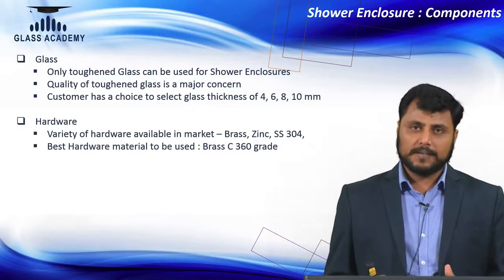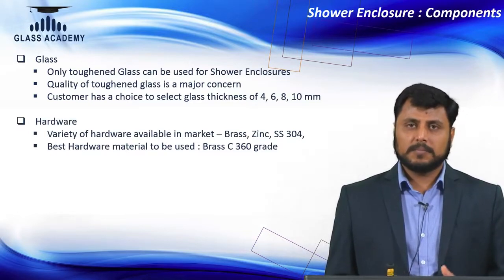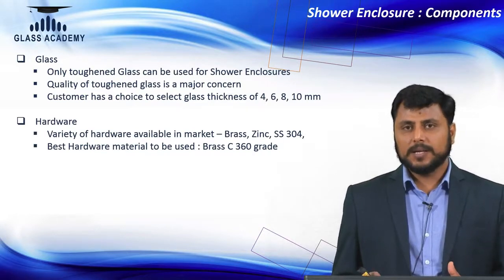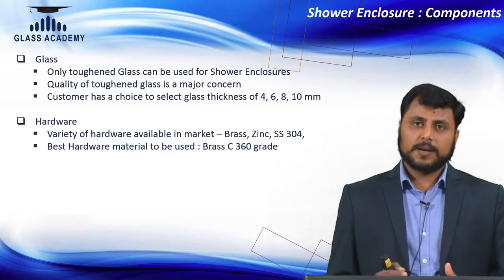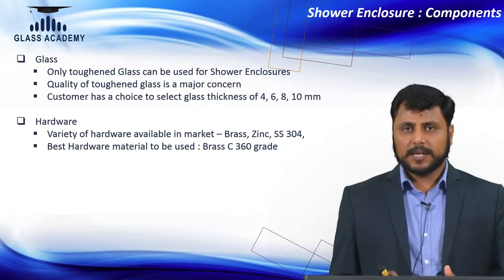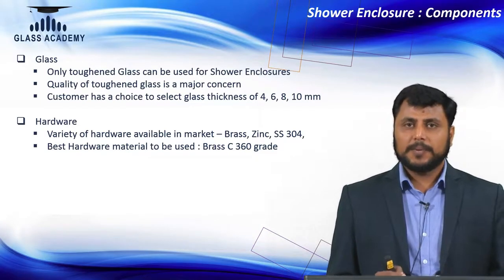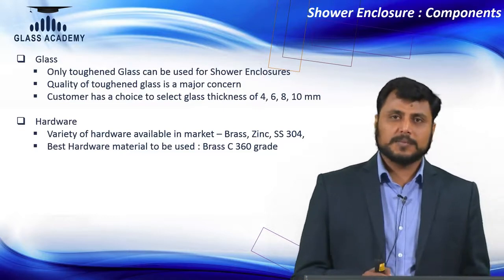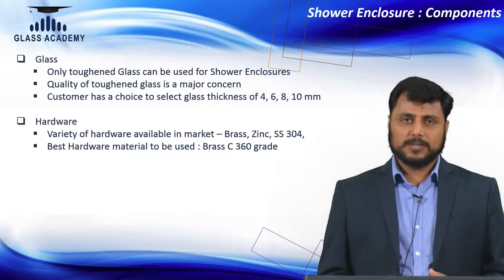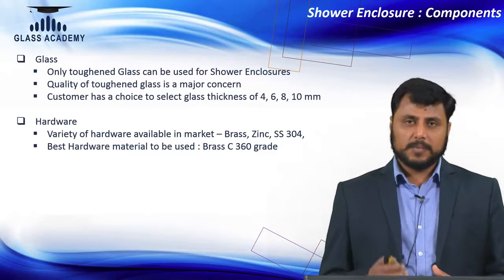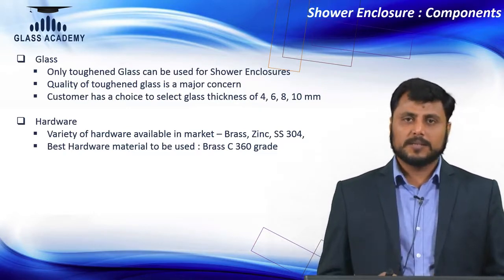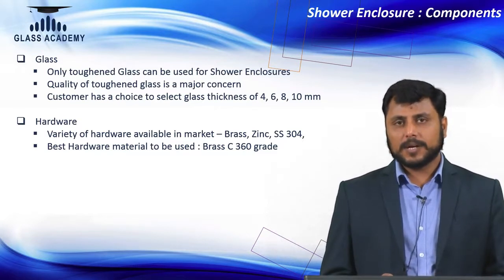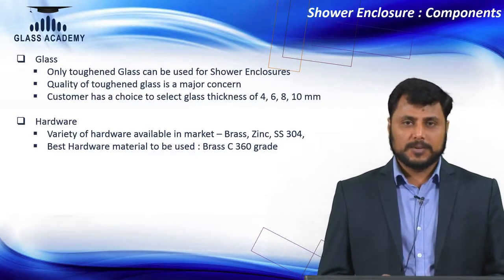So, when it comes to hardware, it may be of brass, SS, or zinc, depending on the market and the price concept. Our technical recommendation for hardware is that it must be of brass, and that too of C360 grade. Why brass? Because it is less prone to corrosion and gives a longer life. Because the glass is going to be held on brass, it must be of very good quality. I will take you into the detail of what kind of hardware and what kind of brass we are using, and why.